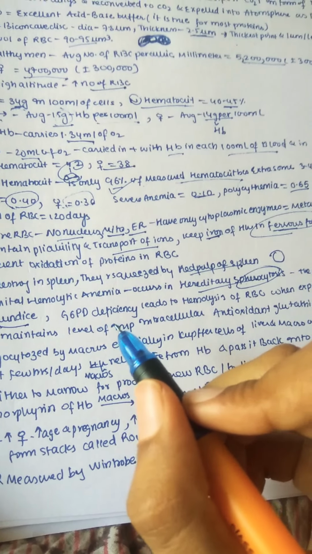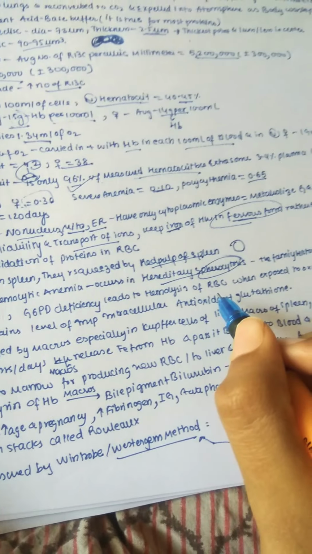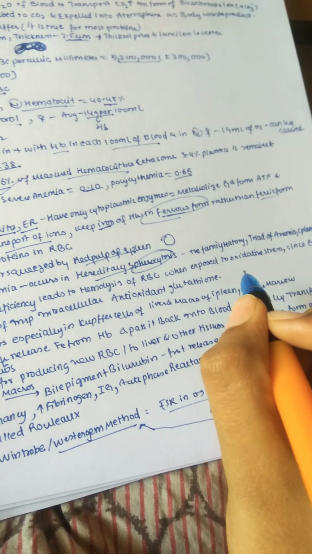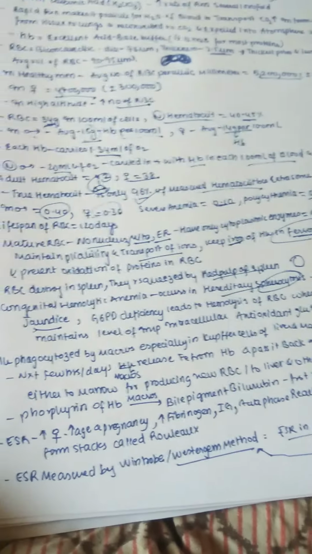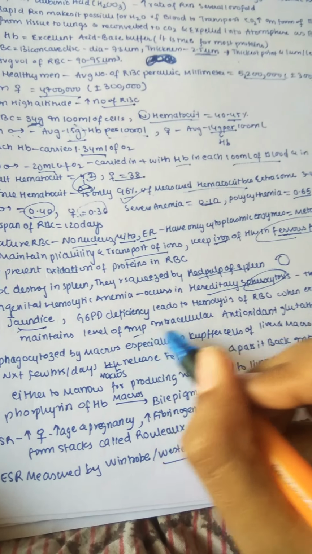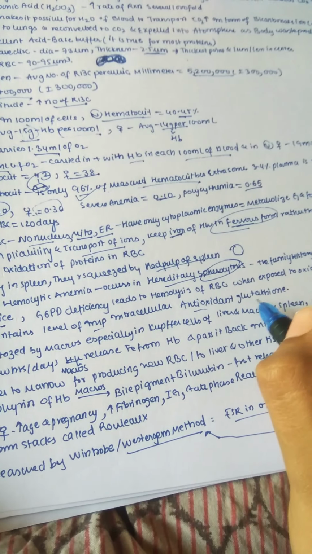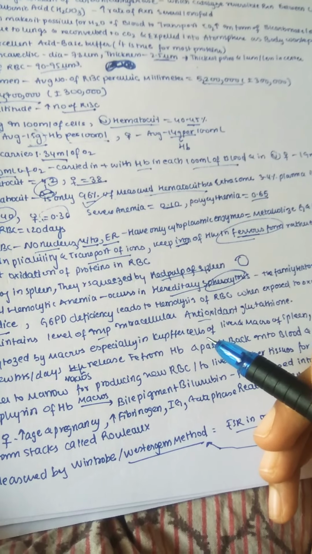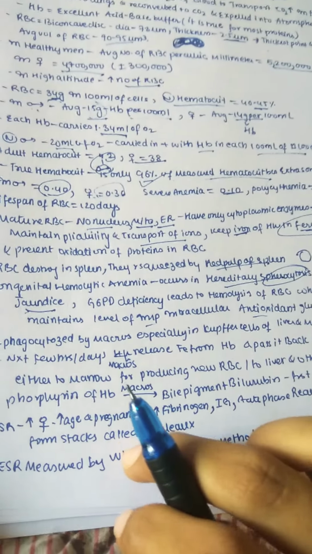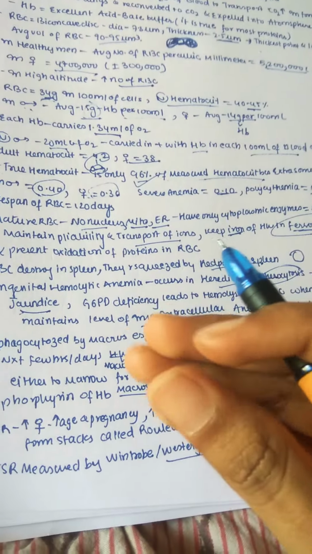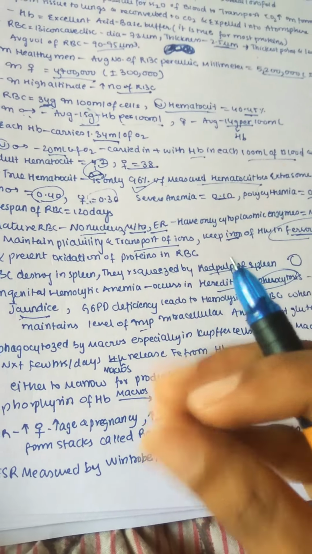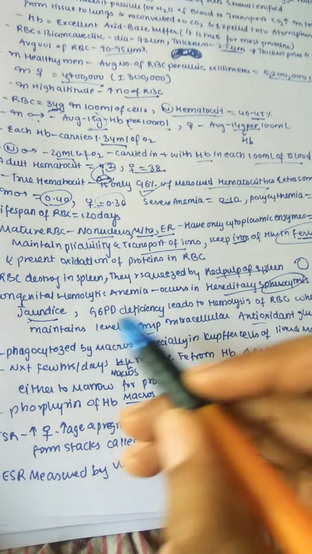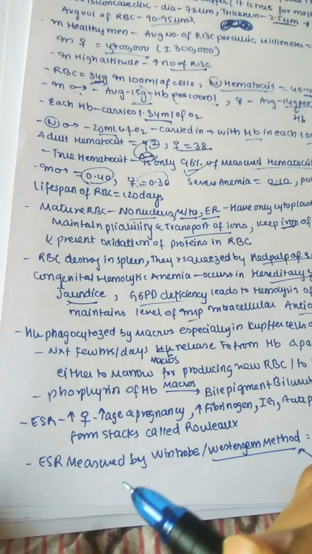G6PD deficiency leads to hemolysis of RBC when exposed to oxidative stress, since G6PD maintains the level of the important intracellular antioxidant glutathione. So if this glutathione is absent, then RBC undergo the process of hemolysis. Hemolysis means, you can understand, hemo means blood, lysis. RBC get lysed and then destroyed when there is G6PD deficiency.